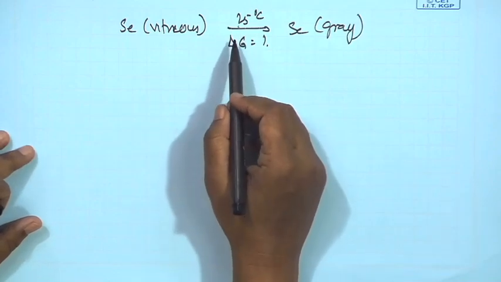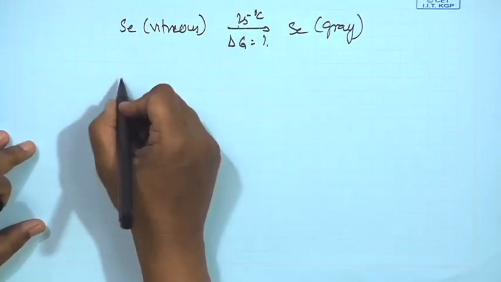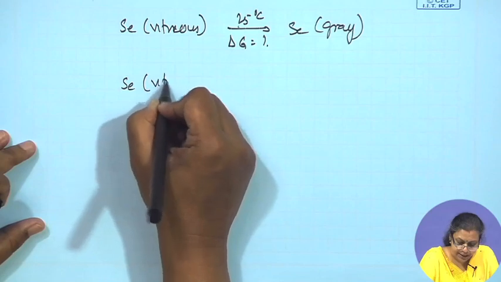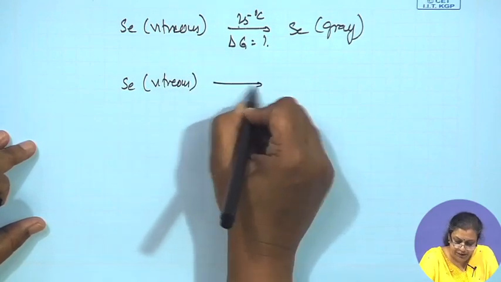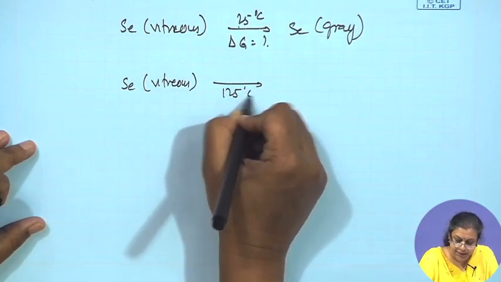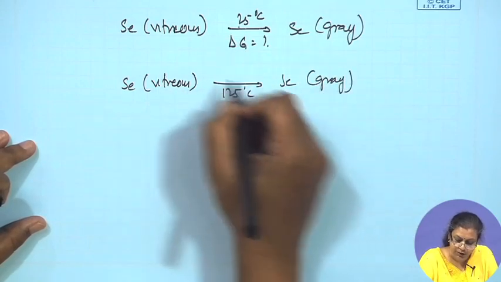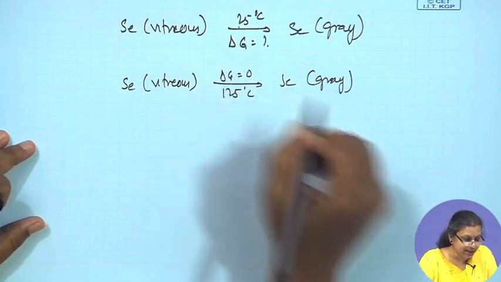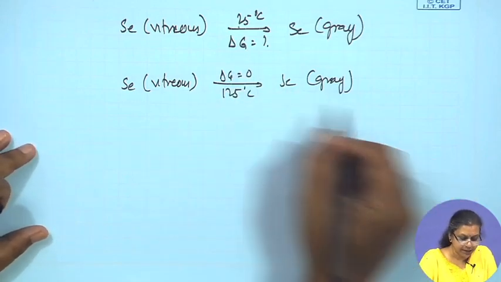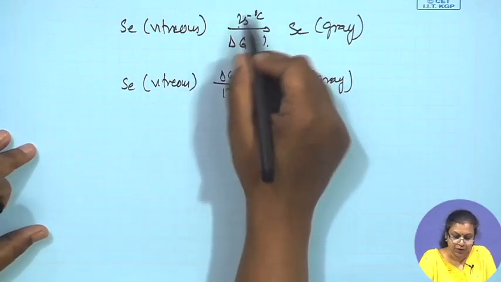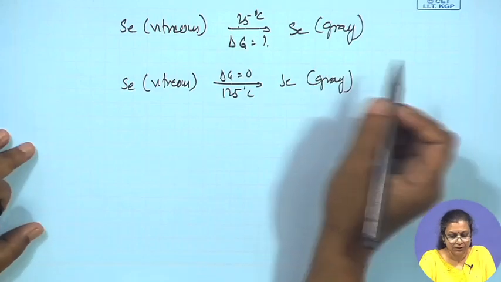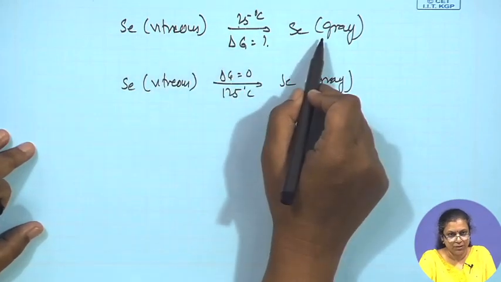What is the data given to you for finding this out? The data given to you is that at 125 degrees centigrade, they are at equilibrium. What does it mean? It means that at 125 degrees centigrade, delta G equals 0. Using this data, you are supposed to find this out. How to do this? We want to go from this state to this state.